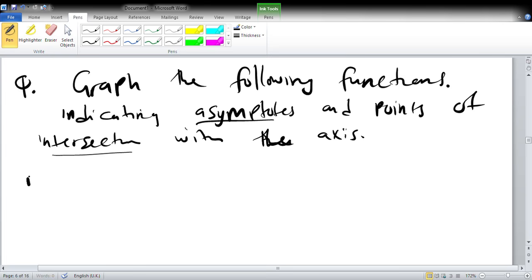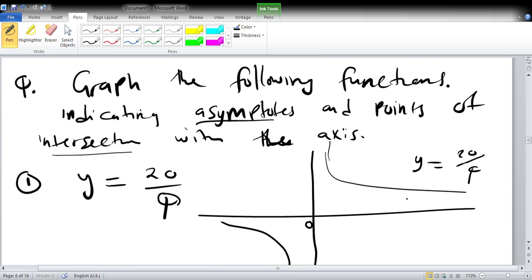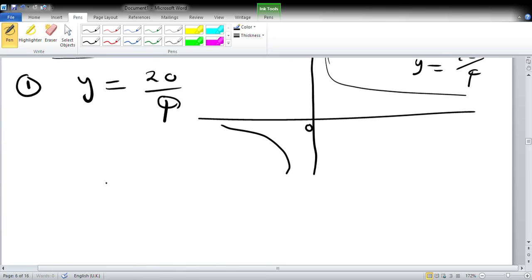Number 1, graph y equals 20 over q. This is something where you don't even have to stress. When you're sketching, this is your y-axis and this is your x-axis, with a 0 there. Since 20 is positive, the graph is just going to be like that, and in this direction. And you're done. So this is y equals 20 over q without even thinking. That's your graph.